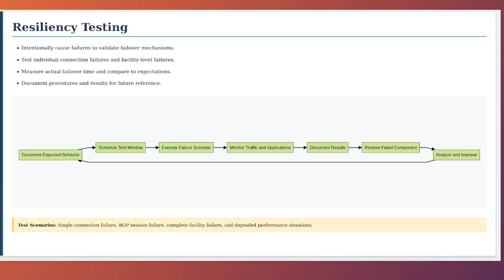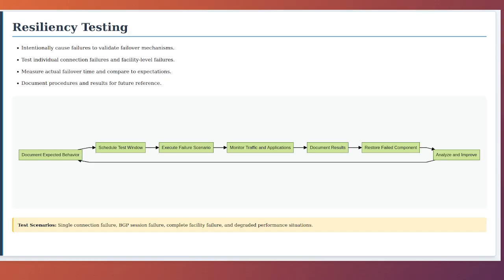Consider testing degraded scenarios, not just complete failures. What happens if one connection becomes congested but does not completely fail? Does BGP reroute traffic appropriately, or does traffic continue to use the degraded path? You might need to configure advanced BGP features or use application-aware routing to handle these scenarios.